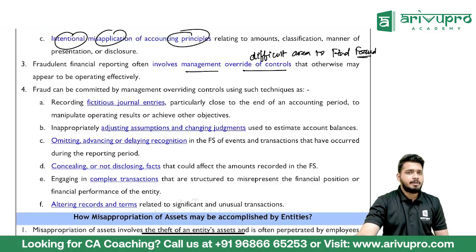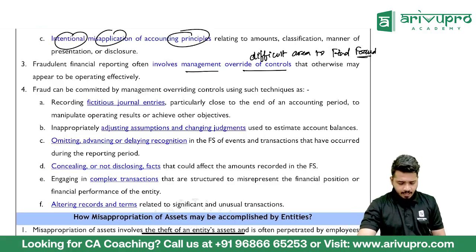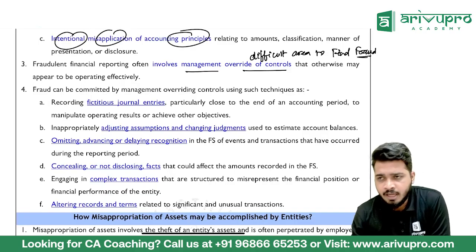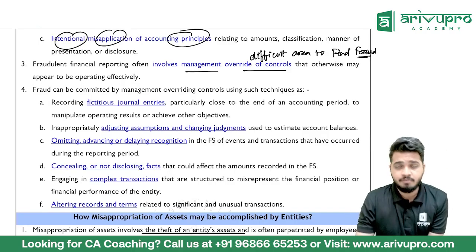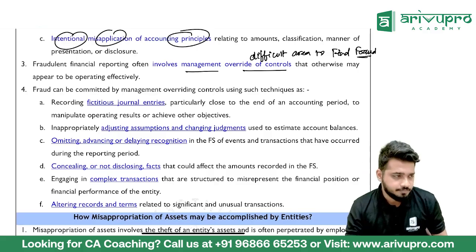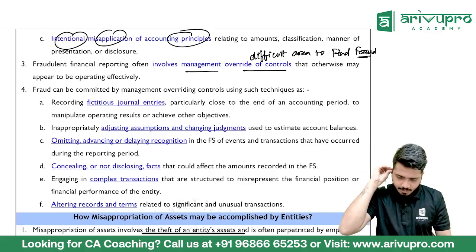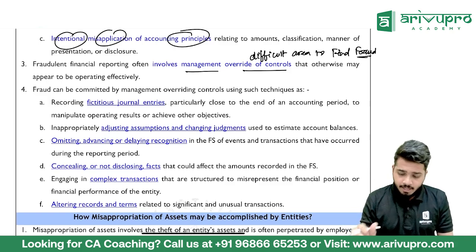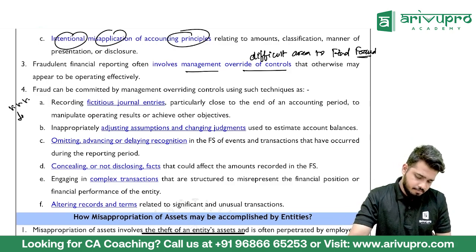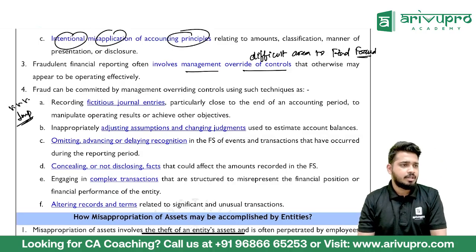Because if management only is involved in overriding and hiding information, it is very difficult to find. Employee fraud we can somehow find because management will support us in finding the fraud. But if management only is involved in the fraud, then it is very difficult. Clear? Fraud can be committed by management overriding control. Such techniques are very, very important. Extremely important.